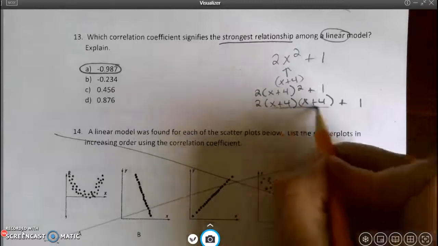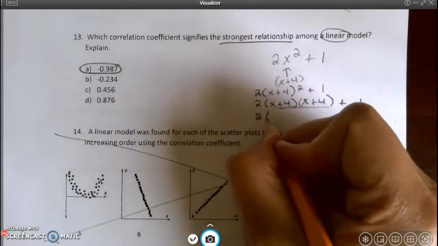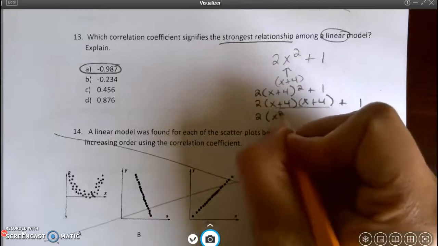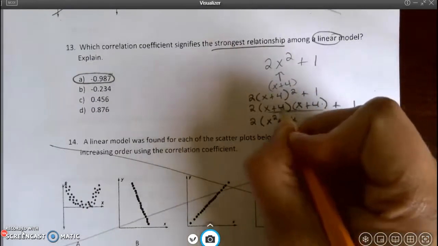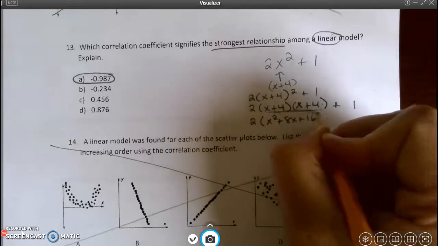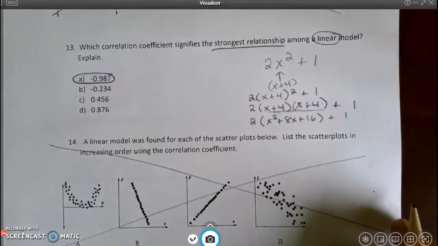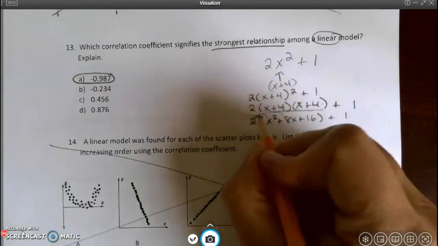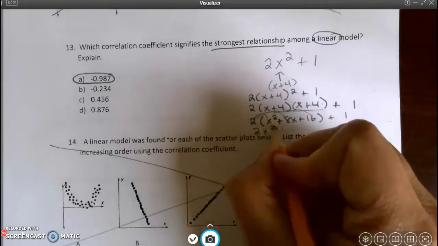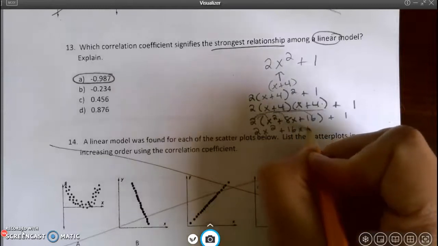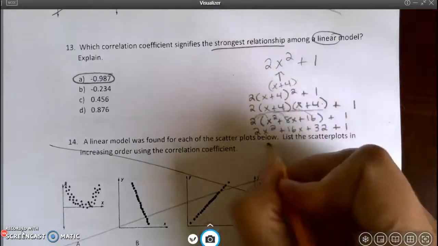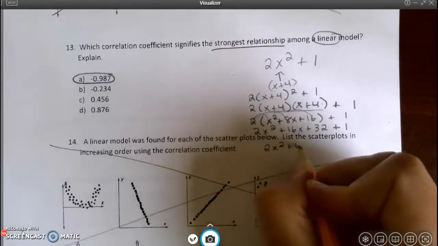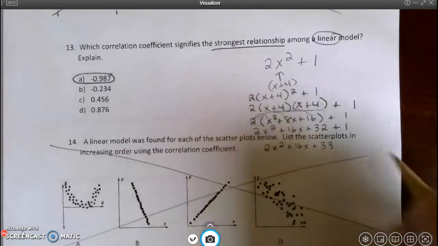I'm going to multiply these using FOIL. First terms give me x squared. Outers and inners, I always combine. 4x and 4x is 8x. 4 times 4 is 16 plus 1. Almost finished. Distribute that 2: 2x squared plus 16x plus 32 plus 1. So my final answer is 2x squared plus 16x plus 33.